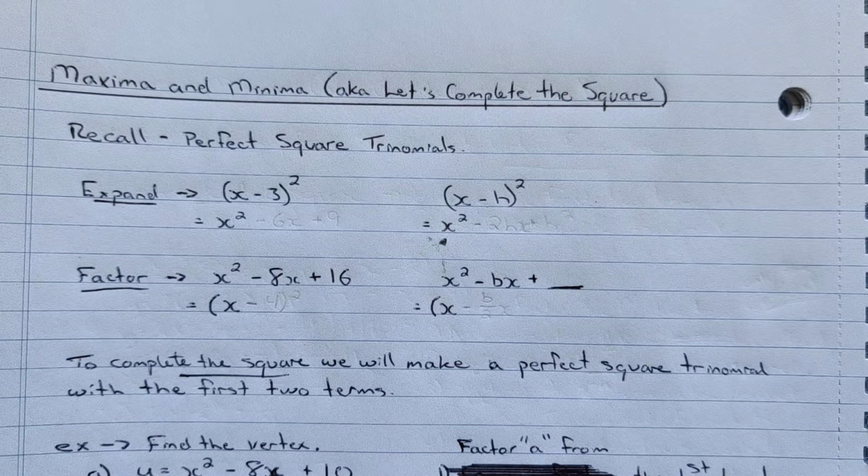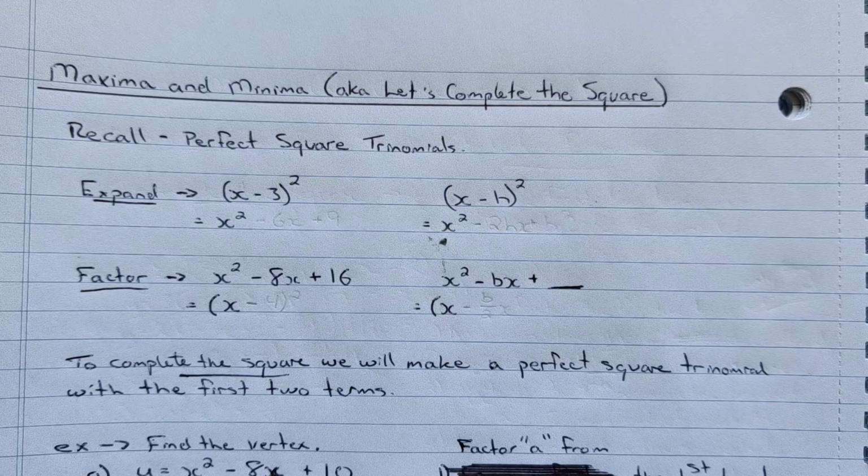Taking a look at maxima and minima. Recall that the maximum value or the minimum value of a quadratic is the y value of the vertex. So we're looking for the vertex of the graph. If the graph is opening upwards, then the vertex would be a minimum. If the graph is opening downwards, the vertex would be a maximum. So that's what we're looking for, is where that vertex is.